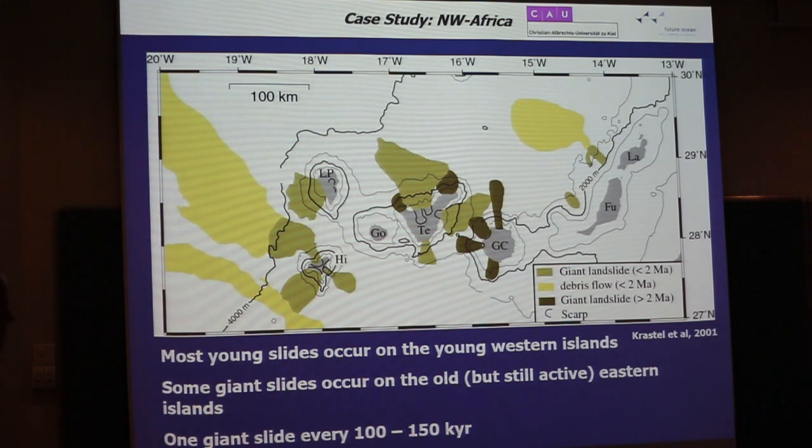And luckily, if we talk not about hazards but about risk, there is also a temporal component. These landslides don't happen very frequently. There's only one giant slide every 150,000 years.